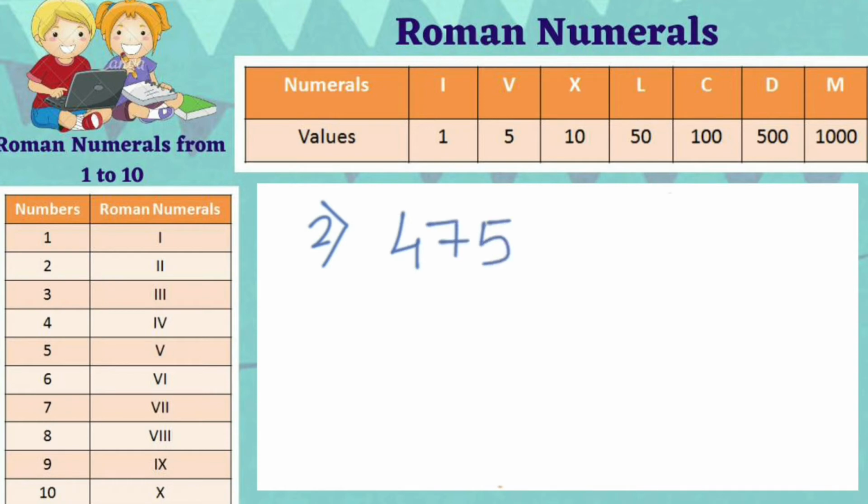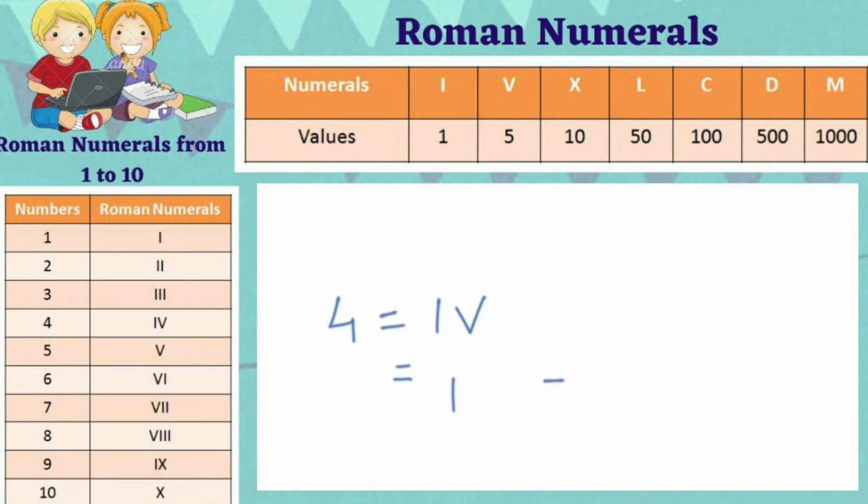475. First step, convert it into the expanded form, that is, find the expanded form. So it is 400 plus 70 plus 5. Now I will find the Roman numeral for 400. The trick remains the same over here. First write 4. I know the Roman numeral of 4 is I and then V. I stands for 1 and V stands for 5. So I'll write 4 over here.